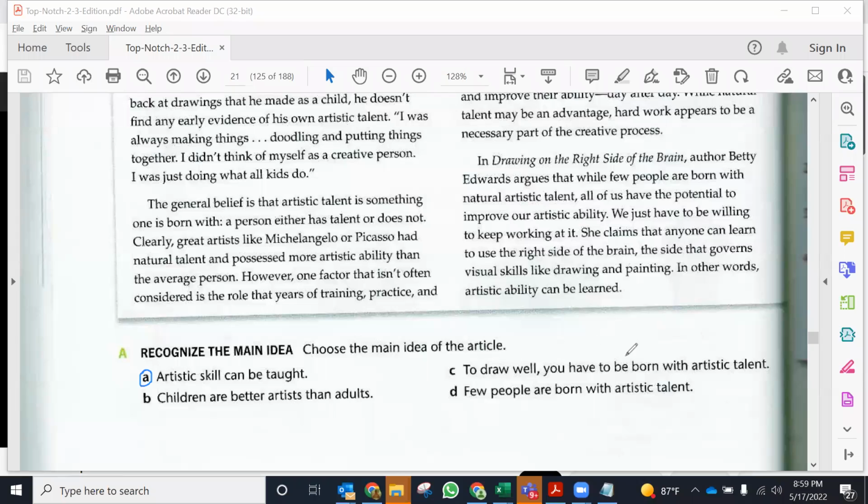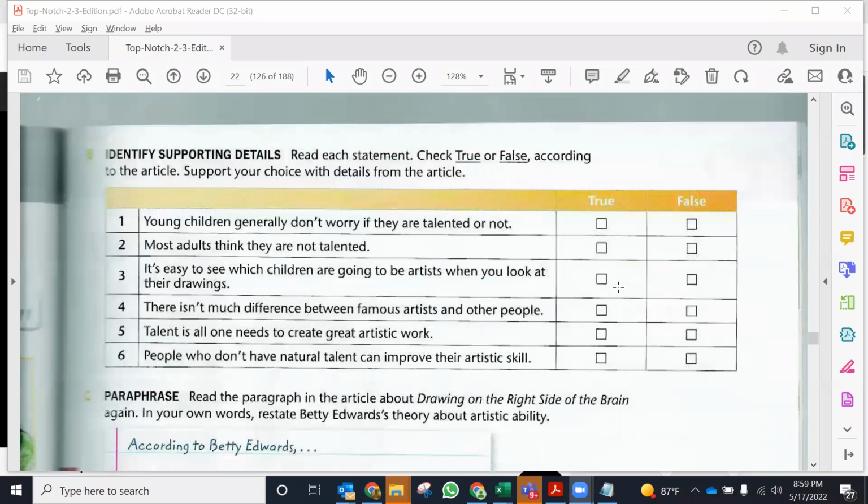Dice que para dibujar bien tienes que haber nacido con talento y esta tampoco es cierto. Dice que algunas personas nacen con talento. Pues eso sí lo menciona, pero no es la idea principal. La idea principal es que la habilidad puede ser aprendida, ¿ok? Y mejorada. ¿De acuerdo? Bien. Nada más lo pregunto y lo repito para que nos acordemos. Vamos a acabar ya con este ejercicio, ¿ok?